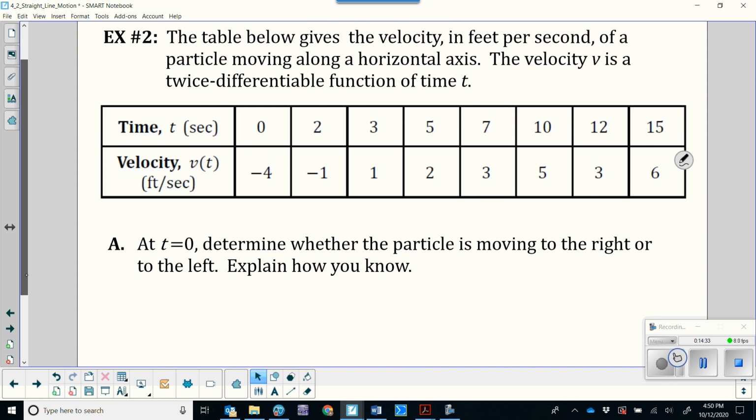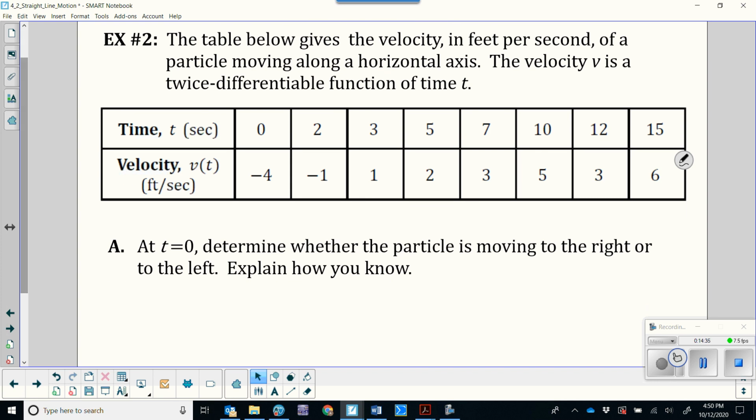So we're going to have a table here that is time and velocity, and it's in feet per second. Always a good idea to underline those things so you don't forget. The other really important thing is that the velocity is a twice differentiable function of time. What that tells me is, remember, if something's differentiable, it also means it's continuous. And remember, there's a bunch of our theorems that start off saying, if it's continuous, then all these things are true. So that could be important there. We need to remember that.